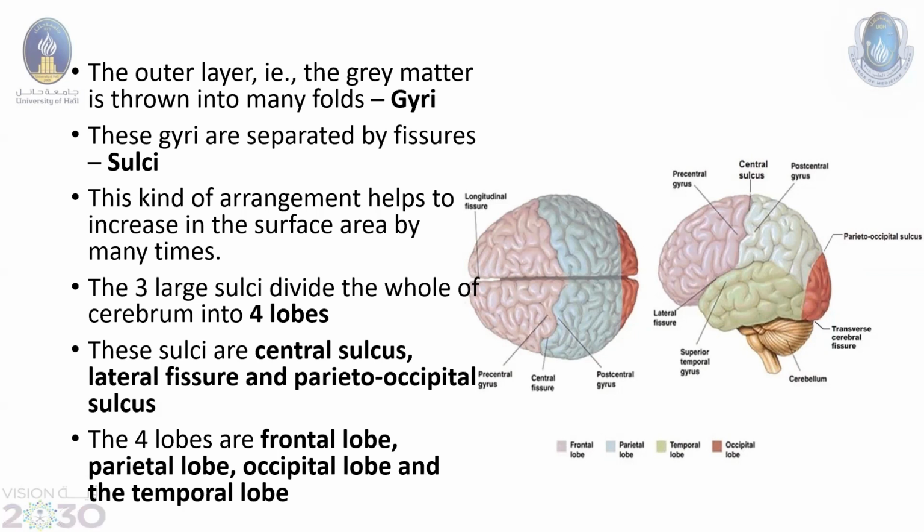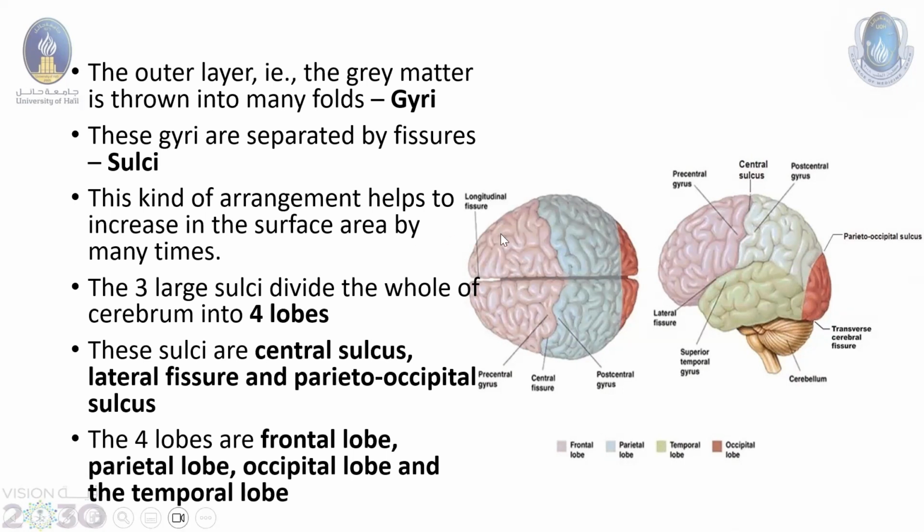So the elevations are called the gyri, and the depressions are called the sulci. These sulci separate the gyri, the elevated parts. So what is the use of this arrangement of the sulci and gyri? Why is the outer cortex thrown into folds? So that it can increase the surface area.